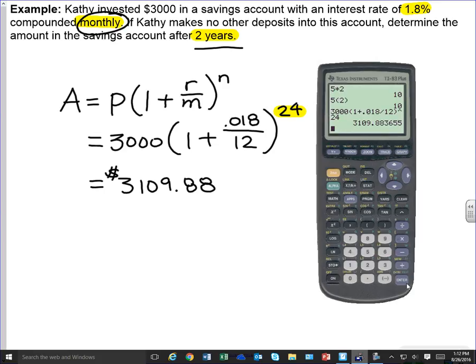You want to make sure to put these parentheses in there, because that's telling it that I'm raising just this part to the power of 24, not this. This whole thing is to the power of 24. So I need those parentheses there to get my answer correct.